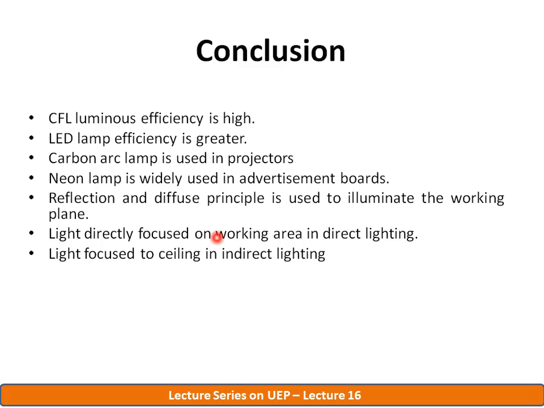Depending upon the application, direct lighting, indirect lighting, semi-direct, semi-indirect lighting, and general lighting are used. Direct lighting: 90 to 95% of the light is focused on the working plane. Indirect lighting: 90% of the light is focused on the ceiling. Semi-direct: 60% of the light is focused downwards, 40% upwards. In semi-indirect lighting, 60 to 90% of the light is focused to the ceiling. In general lighting, it distributes the light in all directions equally.